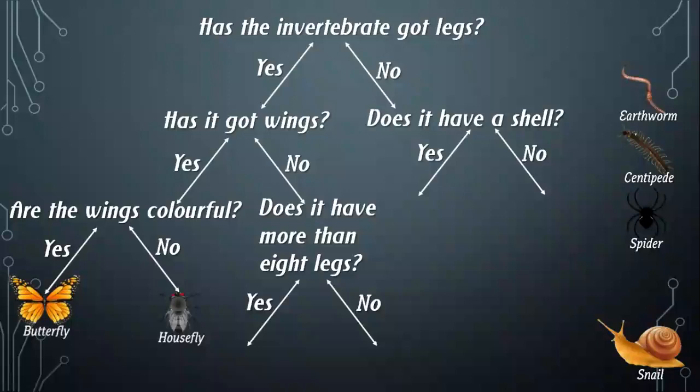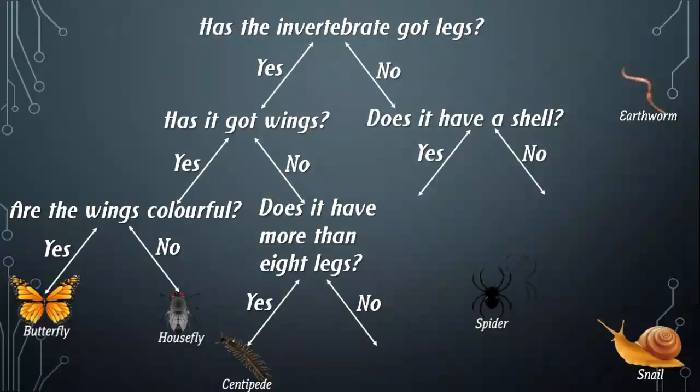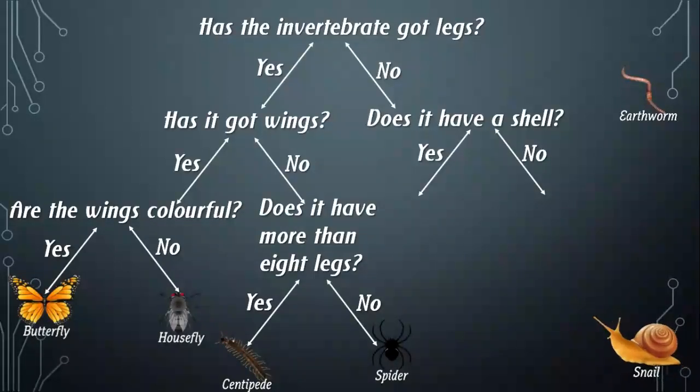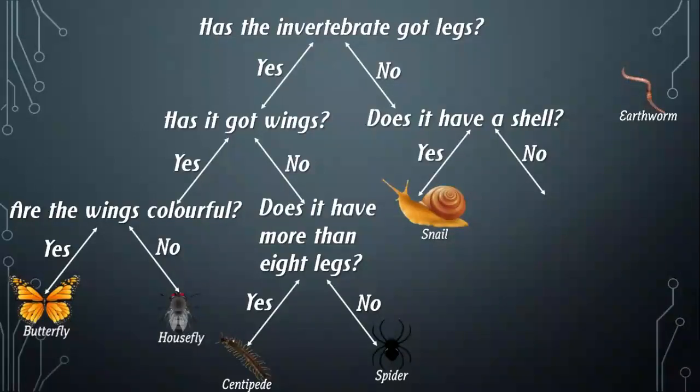Following from the other side, does it have legs but does not have wings? And does it has more than 8 legs? This one will be the centipede. The centipede, it has more than 8 legs, while the ones that have 8 legs will be the spider. Okay, now from the other side, these ones don't have legs but it has a shell, so we'll put here snail. While the final one that does not have legs and it does not have a shell is the earthworm. Check your list. Did you get it? Is yours the same as mine? I hope you were right.